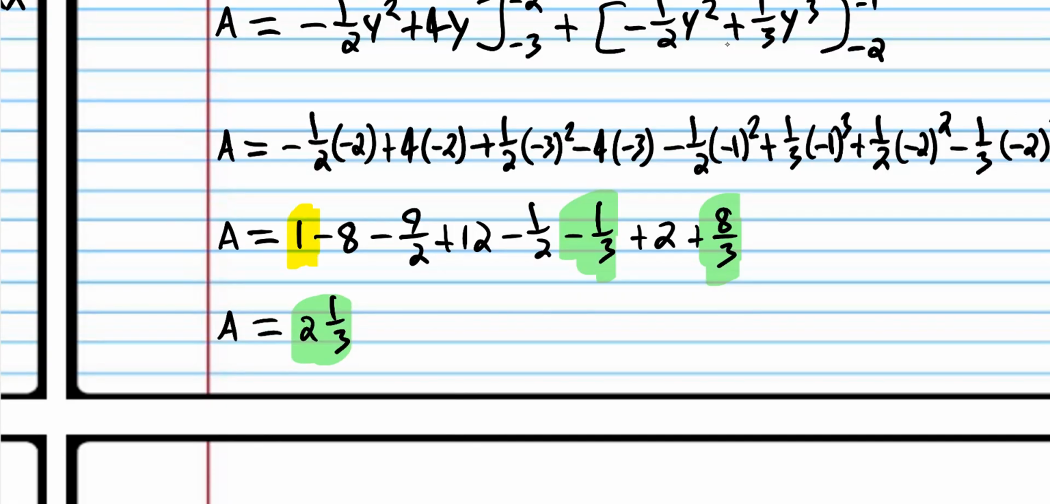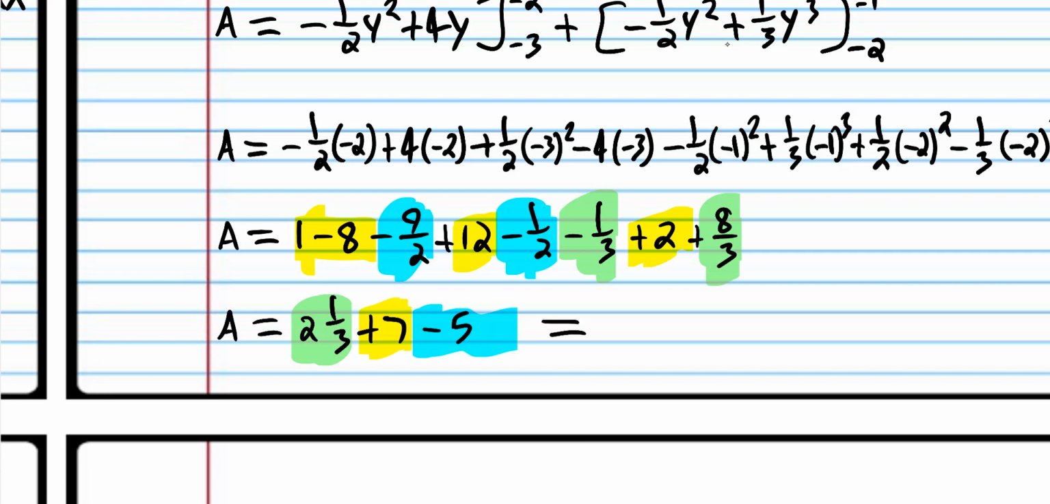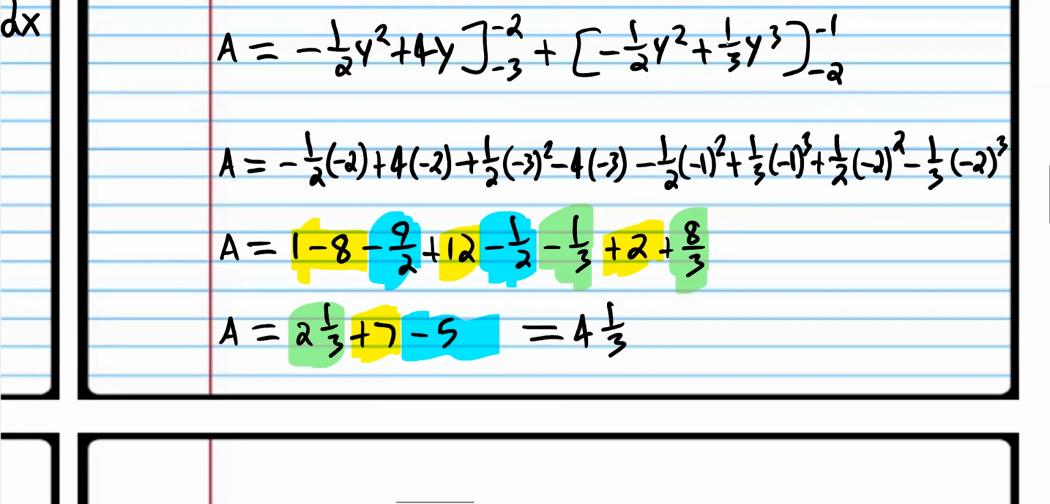And then we can combine these numbers. We have 1 minus 8 is negative 7, plus 12 is 5, plus 2 is 7. So we have 7. And then combining these, we have negative 10/2, and that would be negative 5. So we end up with 4 1/3, which is not even close to what we need. So that's to be expected.